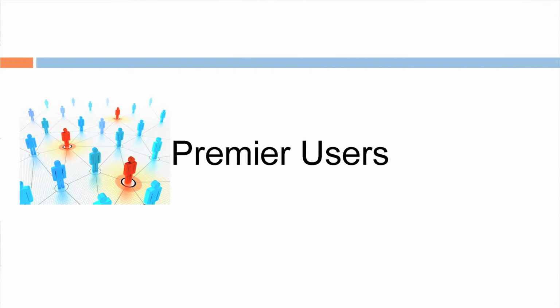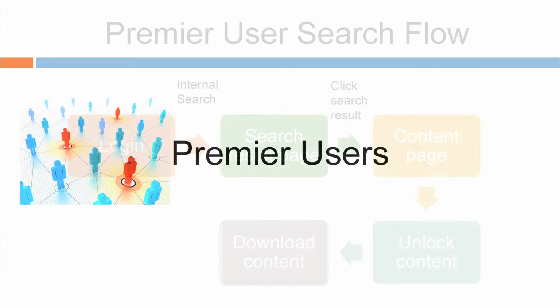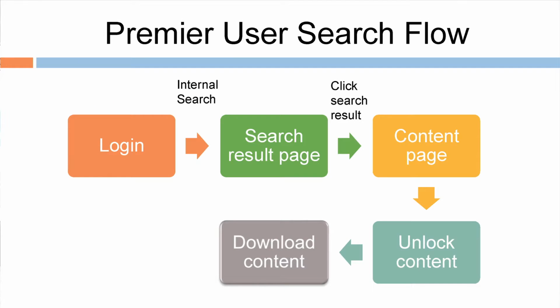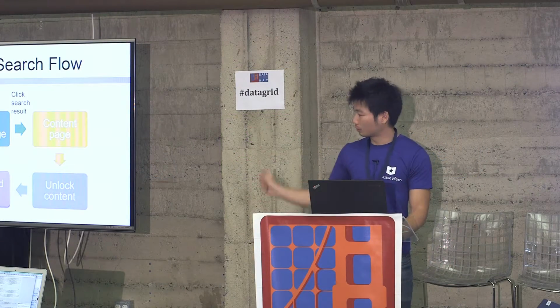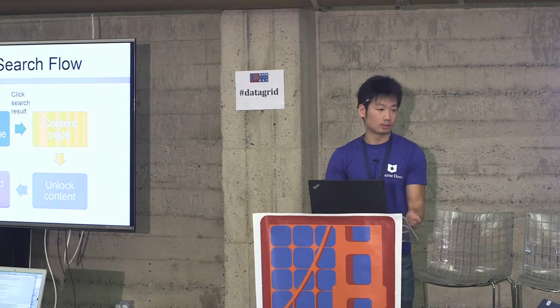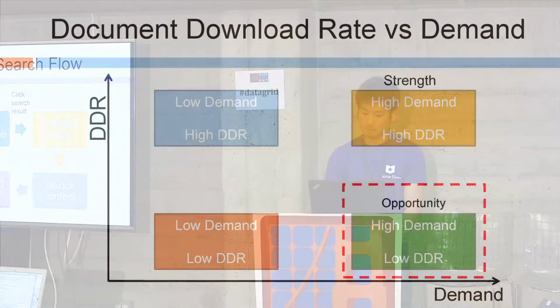Now let's look at Premier users. It's very similar to how we do it for new visitors. Again, we'll plot out their typical flow. A Premier user will log in, perform an internal search, and if they see something, they'll click on a content page. If they ultimately like that content, they'll unlock it, get access, and then download it to study more. So it's a very similar flow to what we have for new visitors.